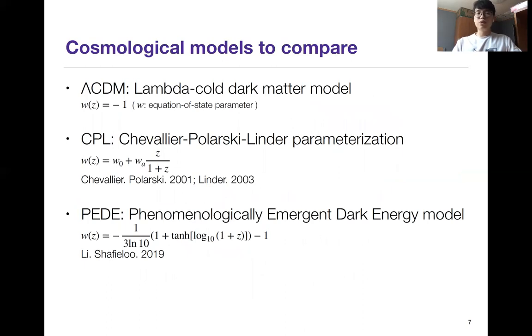Next, we chose three different cosmological models to compare the hyperparameter constraints with those from the reconstructed distance moduli. One is ΛCDM, lambda cold dark matter model, which is the concordance model in the present time. Another is CPL, Chevallier-Polarski-Linder parameterization, which parameterizes the equation of state parameter of dark energy. The other is PEDE, Phenomenologically Emergent Dark Energy model, which claims no presence of dark energy in the past, then emerging at later times. You can see that each of the three models has different descriptions of the equation of state parameter of dark energy, denoted as w_DE.